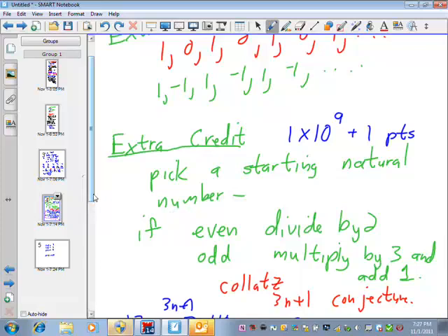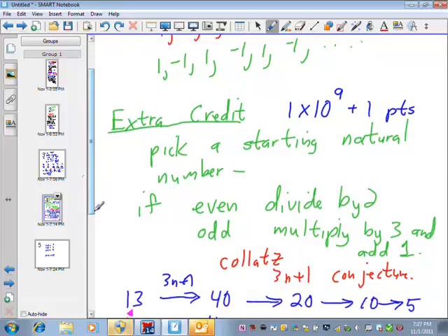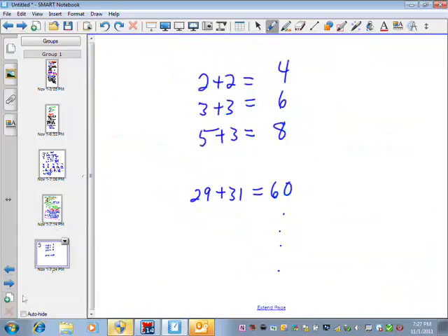GPA, what'd you say? GPA would come up with. Exactly. That's exactly right. So there it is.